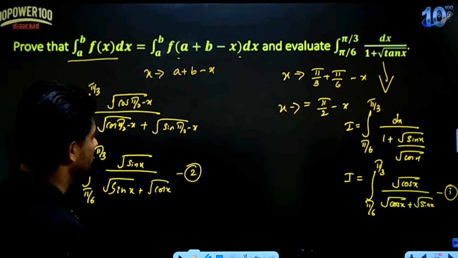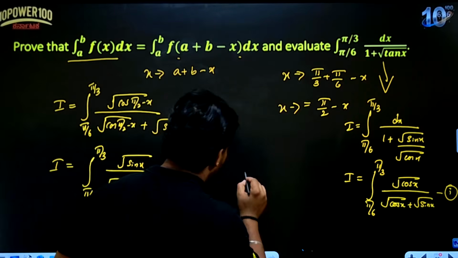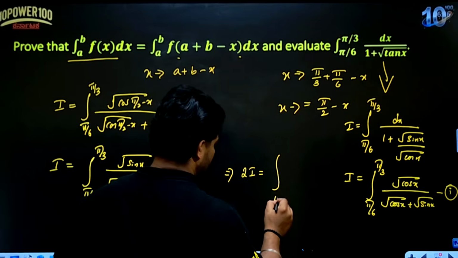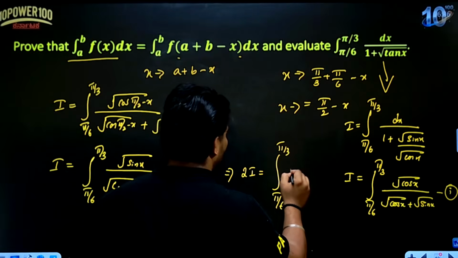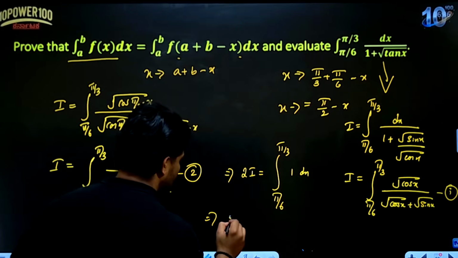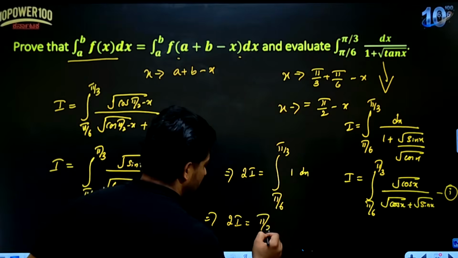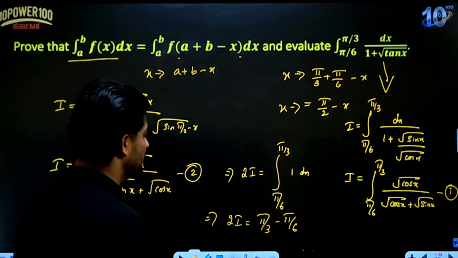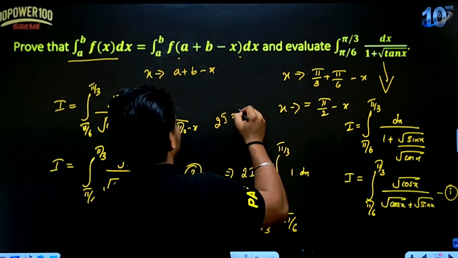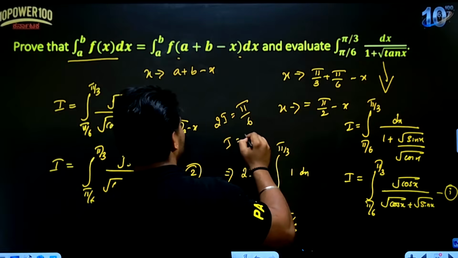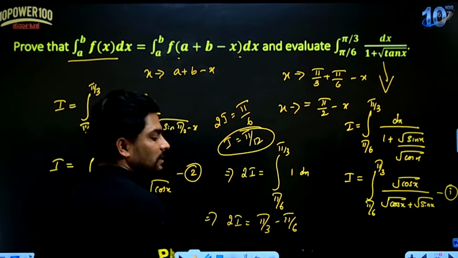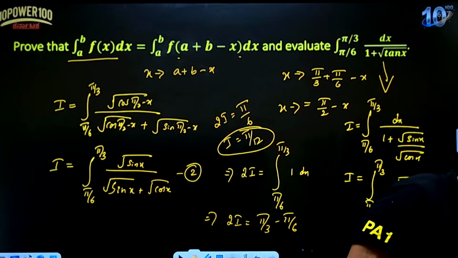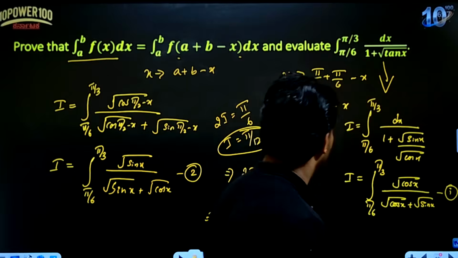If you add both equation 1 and equation 2, you end up getting 2I is equal to the integral from pi by 6 to pi by 3 of 1 dx. So if you solve this further, 2I is equal to pi by 3 minus pi by 6, which is 60 degrees minus 30 degrees, so 2I is equal to pi by 6 only. So I is equal to pi by 12. This is the final answer. So the steps are actually simpler. If you understand the properties and practice, you can solve anything by yourself.